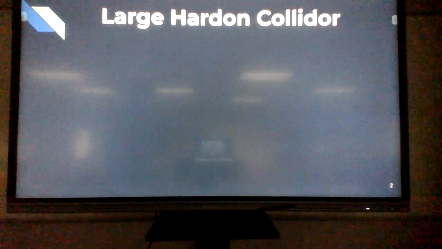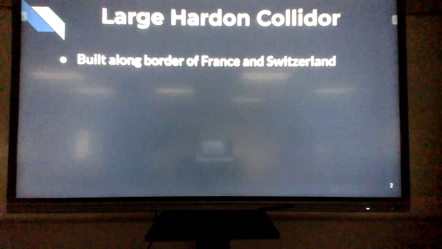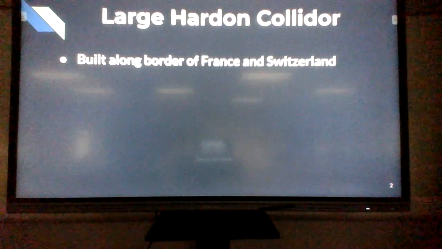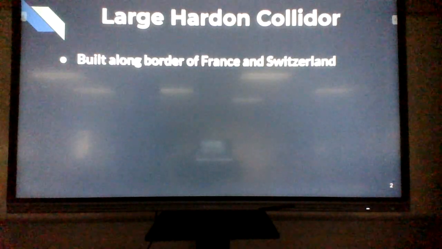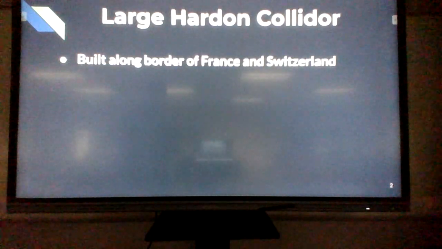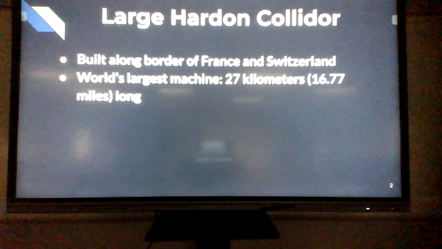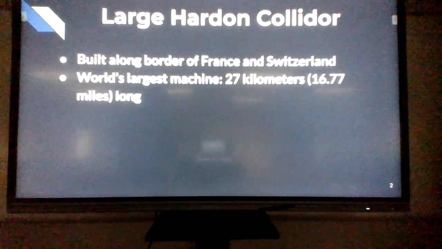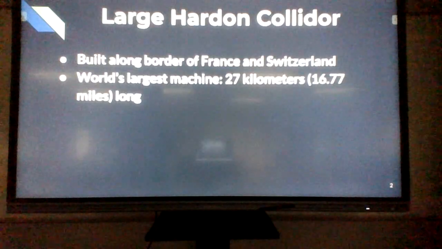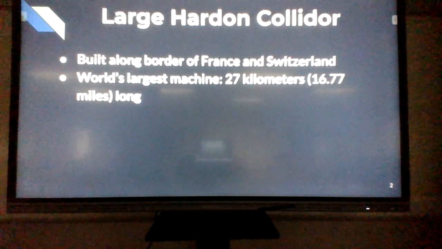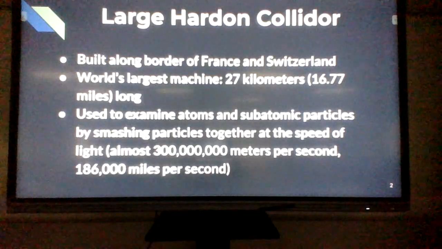First, this large hadron collider. What is that? This is a very large building built along the border of France and Switzerland for a specific purpose. This is the world's largest machine, measuring 27 kilometers long, 16.77 miles long. That's a very long corridor, and what's the purpose of it?